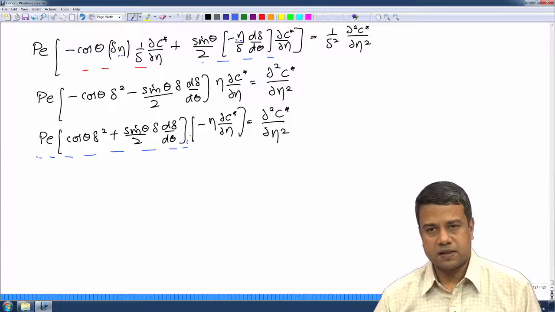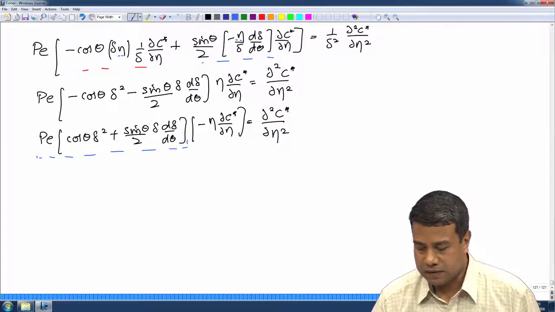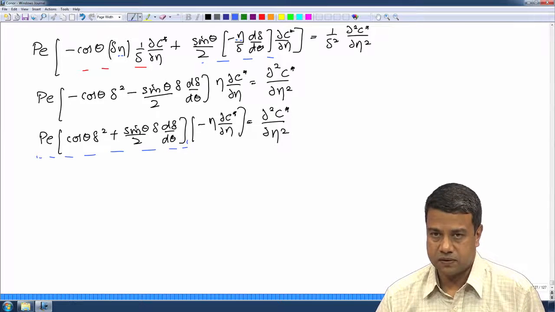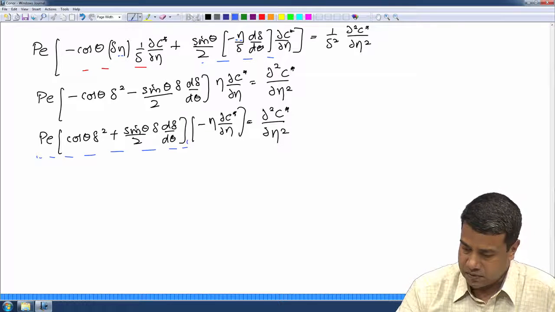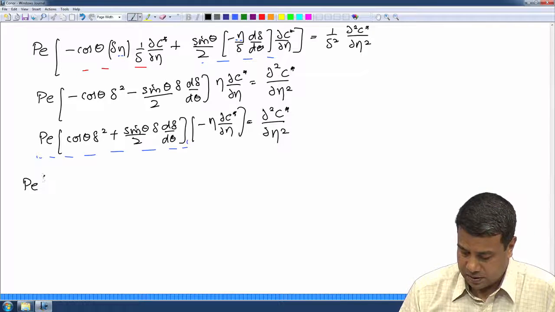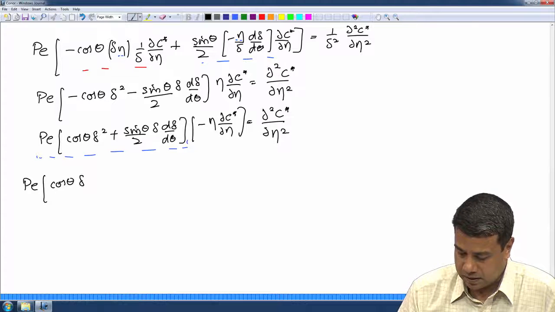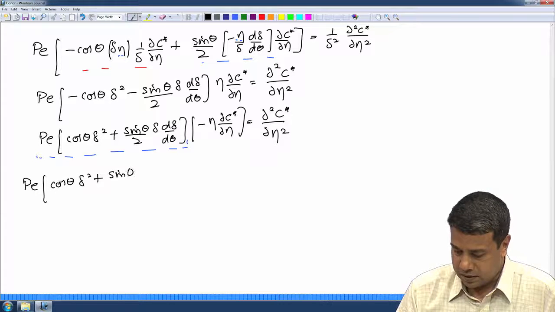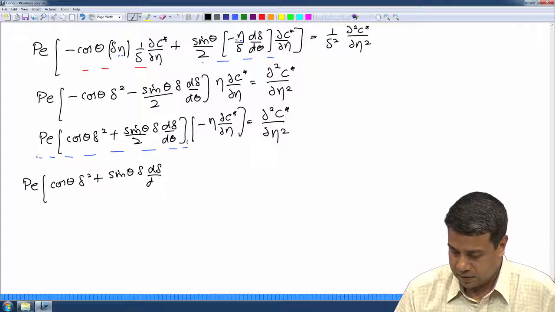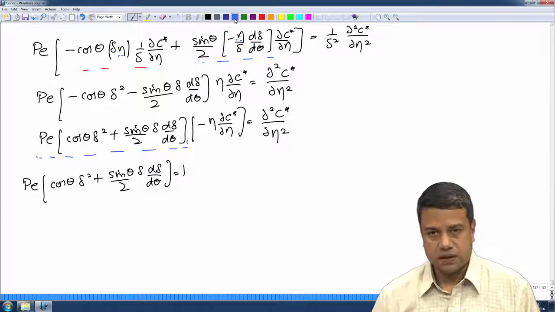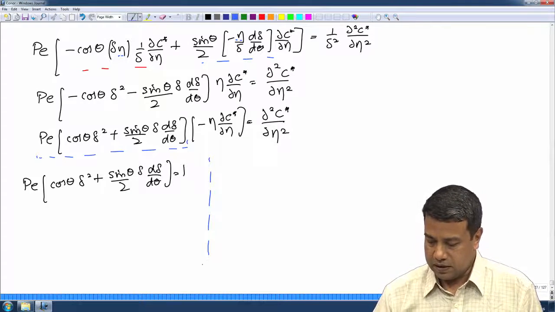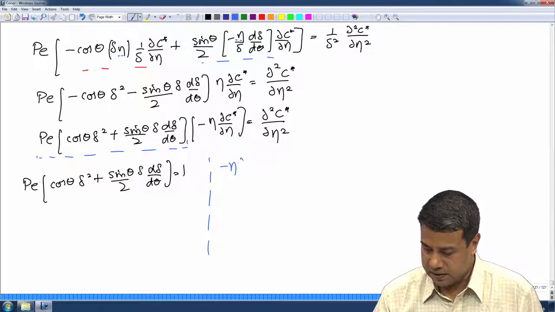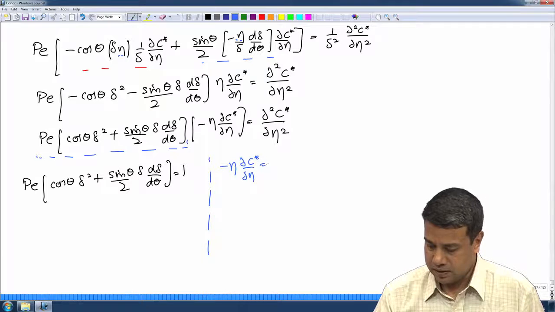a constant in the limit as Peclet number goes to infinity for this equation to have a similarity solution. That constant can be any value. It is convenient to choose it just equal to 1. Peclet number into cos theta delta square plus sin theta delta equal to 1. That is the equation for the boundary layer thickness. The equation for the concentration field is minus eta partial c by partial eta is equal to partial square c by partial eta square.